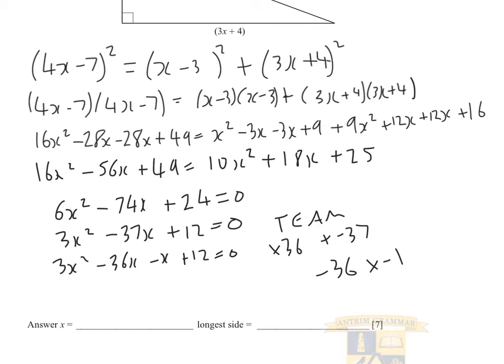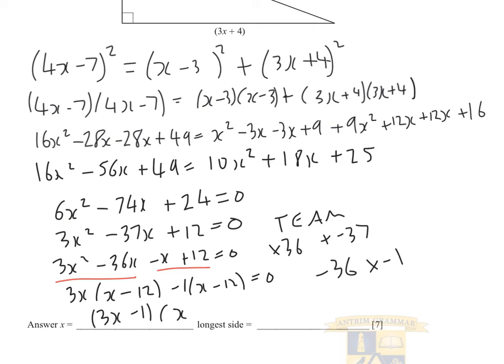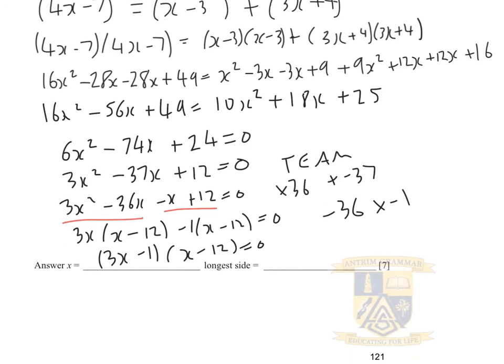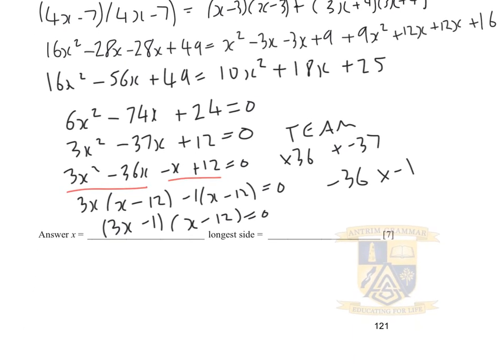We're factorizing the first two terms and then the last two terms. Factorizing the first two terms, the highest common factor would be 3x, giving 3x times (x minus 12), and then minus 1 times (x minus 12), where minus 1 is the common factor there. And that gives you (3x minus 1) as one bracket and (x minus 12) as the other.